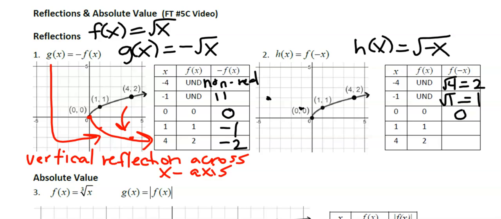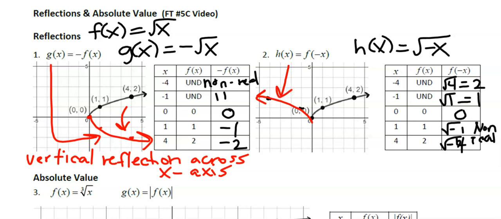But if I put in 1 for x, then I'd be doing the square root of -1, and I'm going to just write non-real. Square root of -4, also non-real. So those two would be non-real numbers. So my graph, instead of going to the right, would go to the left. So this would be the graph of h of x.